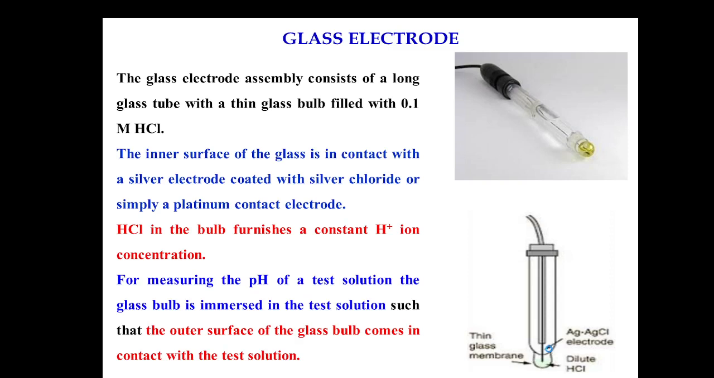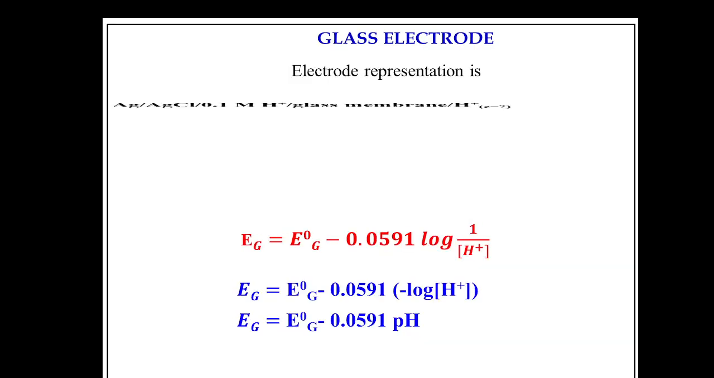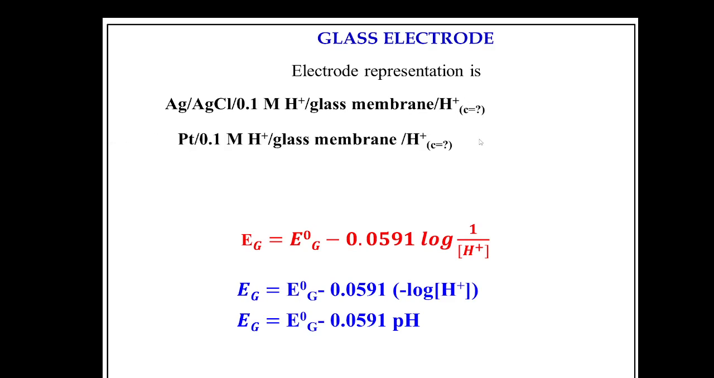The electrode representation is silver in contact with silver chloride, in contact with 0.1 molar HCl, then glass membrane in contact with H plus ions of unknown concentration. Or it can also be represented as Pt, that is platinum, in contact with 0.1 molar H plus, in contact with glass membrane, in contact with H plus ions of unknown concentration.